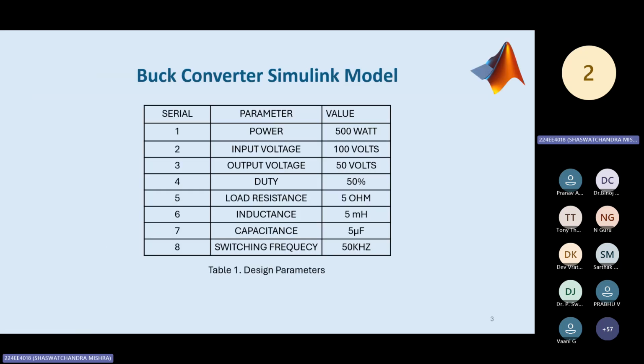We have calculated the values of the inductor and capacitor according to our parameters. We have taken the output power to be 500 watts and the input voltage to be 100 volts. Output voltage will be 50 volts because we are taking duty as 50%, right? So the output voltage upon input voltage will give the duty ratio. Then the load resistance we have taken is 5 ohms. And from all these values, we have calculated the value of inductance and capacitance, that is 5 millihenry and 5 microfarad. The switching frequency is assumed to be 50 kilohertz. We can take any value of switching frequency, but here we are taking 50 kilohertz.